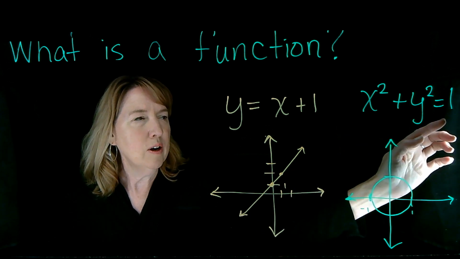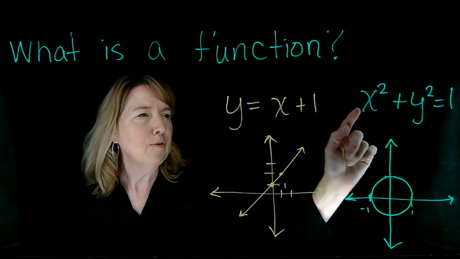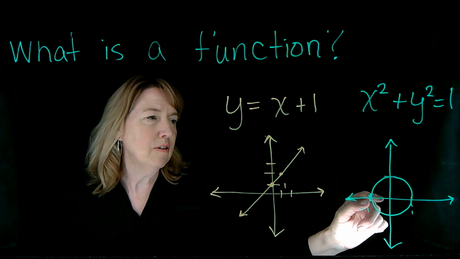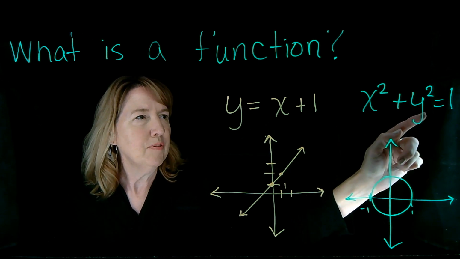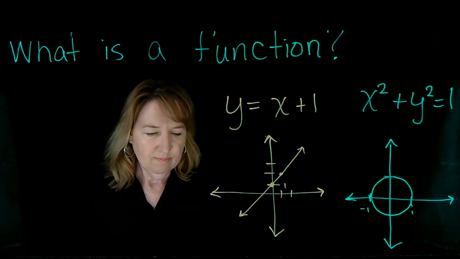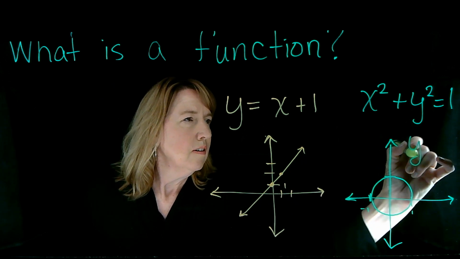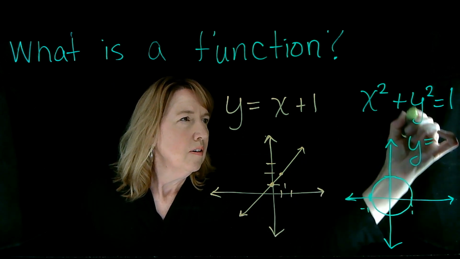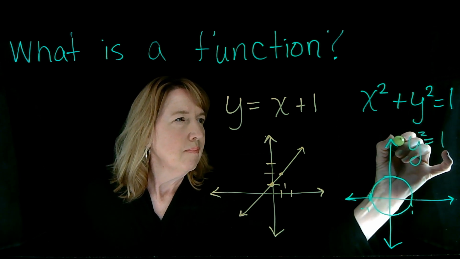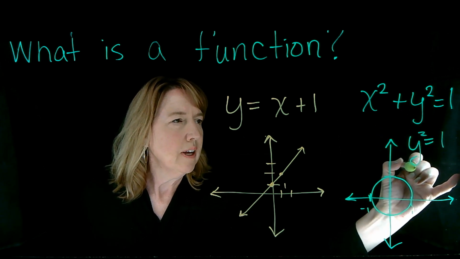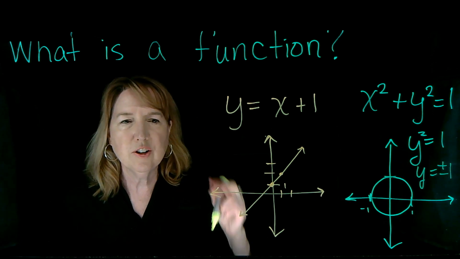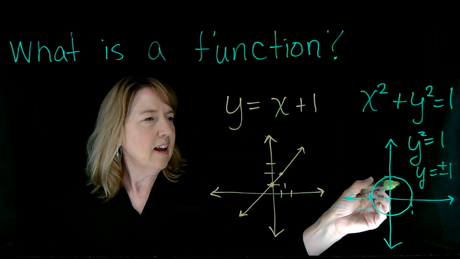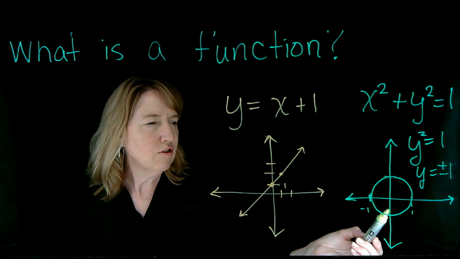But on this one, if you put in, for example, the number 0 for x, and you work it out, as you work it out, you get a positive and negative 1. You get two answers. And you can see on the graph something strange happens as well.